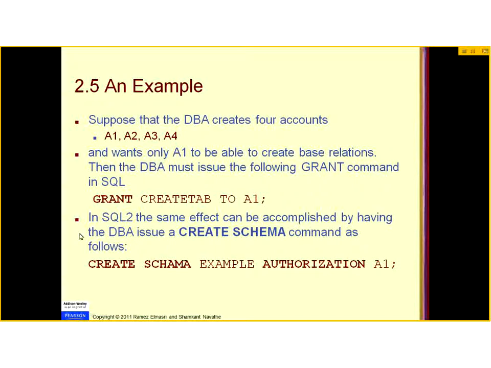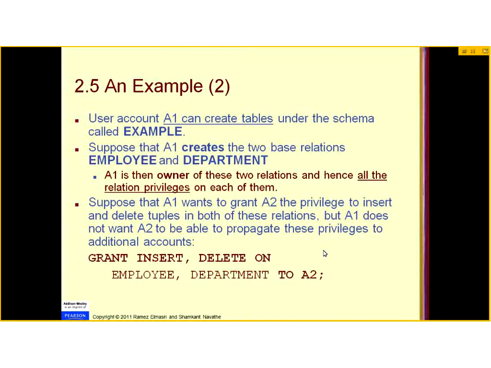In SQL2, the same effect can be accomplished by having the DBA issue a create schema command as follows: create schema example authorization A1. The schema name is example, and authorization is for A1 only. So there are different formats for SQL and SQL2. Now user account A1 can create tables under the schema called example. Suppose that A1 creates the two base relations employee and department. A1 is then the owner of these two relations and hence has all the relation privileges on each of them.